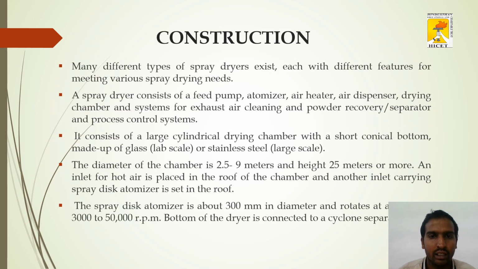The spray dryer consists of a feed pump, atomizer, air heater, air dispenser, drying chamber, cyclone separator, and a system for exhaust air cleaning and powder recovery. It consists of a large cylindrical drying chamber with a short conical bottom made of glass or stainless steel. Glass can be used for lab scale, and stainless steel for large scale. Food grade stainless steel is mostly used to avoid contamination, as it does not react with the products.